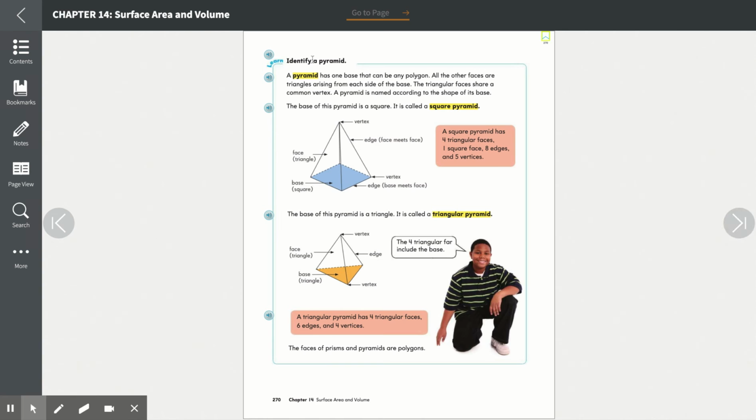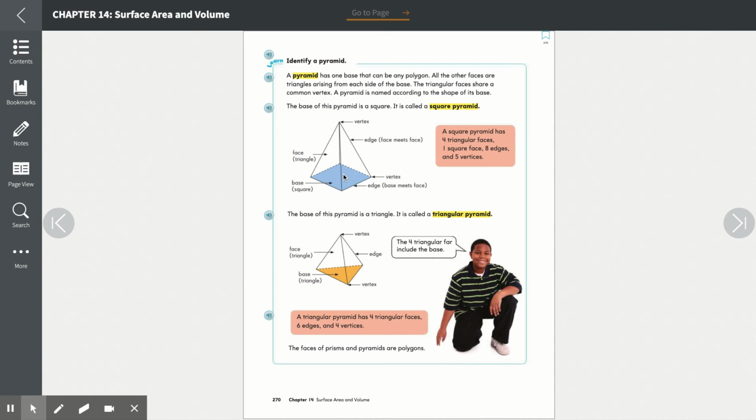Okay, so now we're going to identify a pyramid. A pyramid has one base that can be any polygon. So you could have a hexagon at the base. You could have a square at the base, a rectangle, a triangle, and you can still make it into a pyramid as long as it has one base that's a polygon and all the other faces are triangles arising from each side of the base. So the triangular faces share a common vertex. So right here is the vertex of this pyramid.